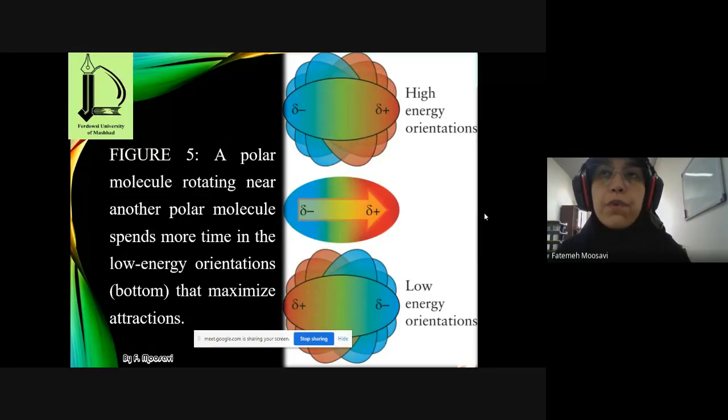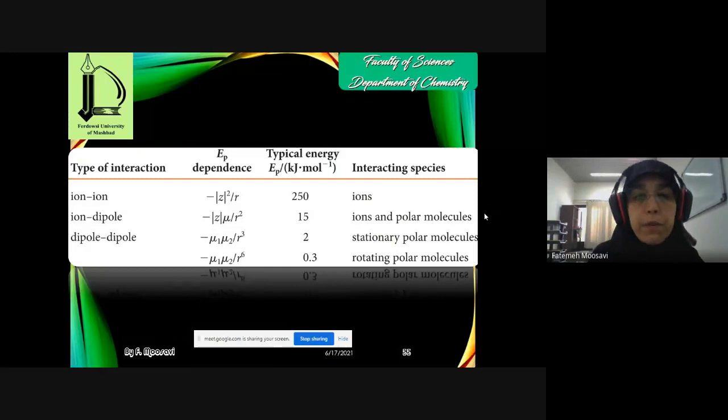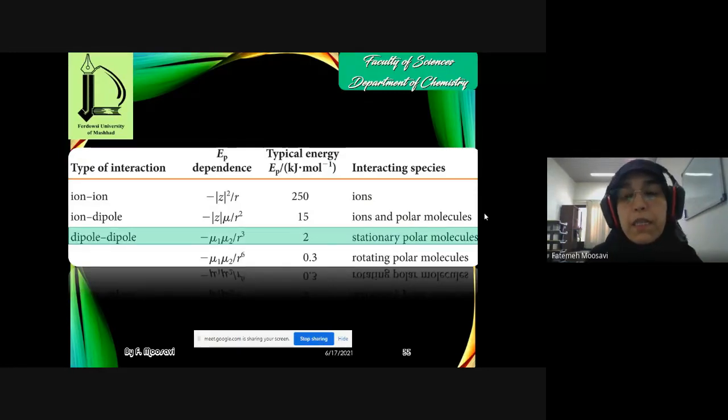It turns out that the potential energy is proportional to the inverse of the 6th power of separation. I mean that, according to this table, the dipole-dipole interaction in stationary polar molecules, the molecules in the solid state, changes inversely with the cube of the distance between the molecules, while the interaction between polar molecules in the gas phase changes inversely with the 6th power of separation.